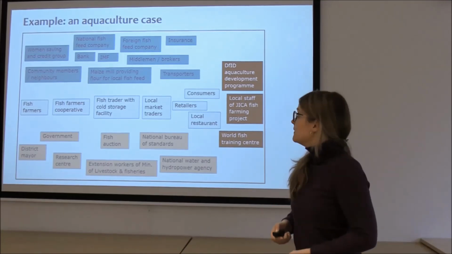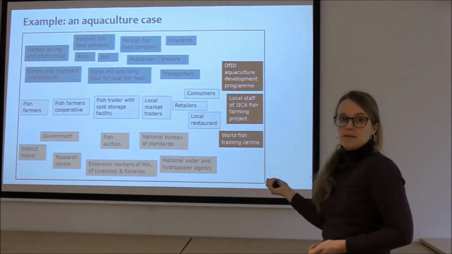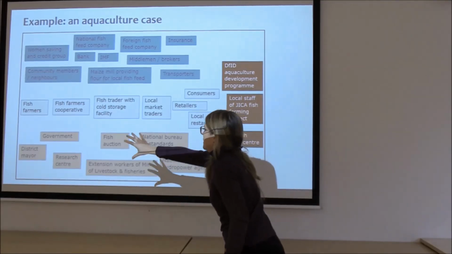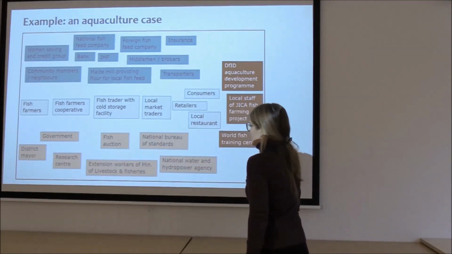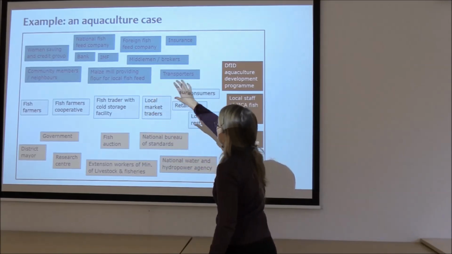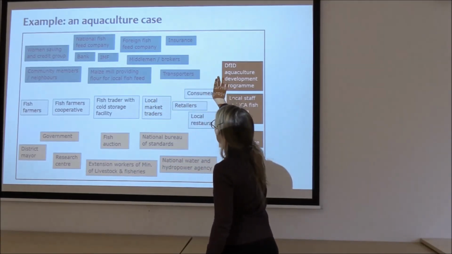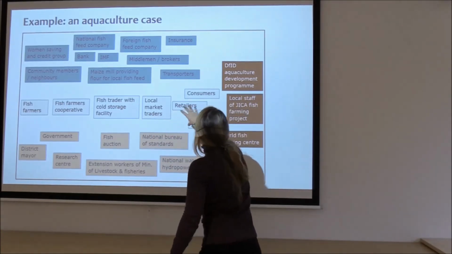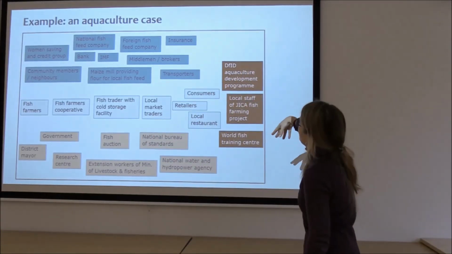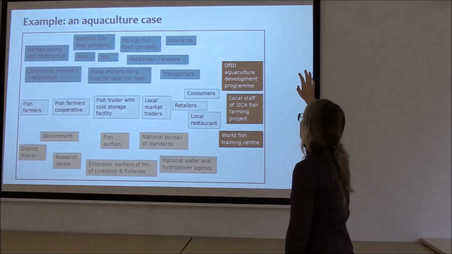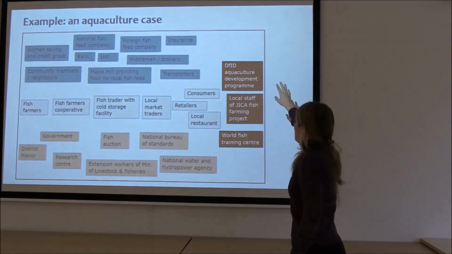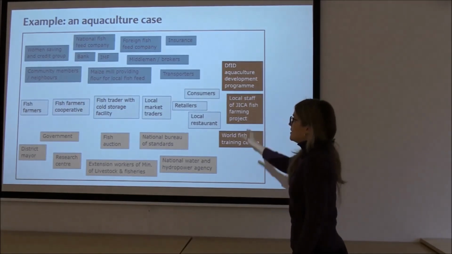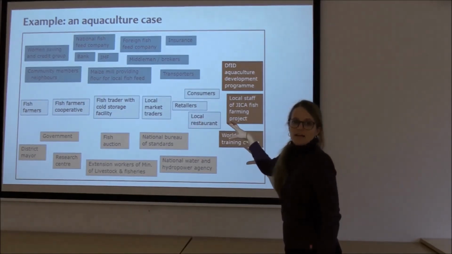Yeah, there's one more. As an example, an aquaculture case. So you see here the public supporters, and on the top the private supporters. The meat in the middle are the main actors, and on the side you have the support, for example, an aquaculture development program, World Fish Training Center. So you can clearly see how the actors are arranged.